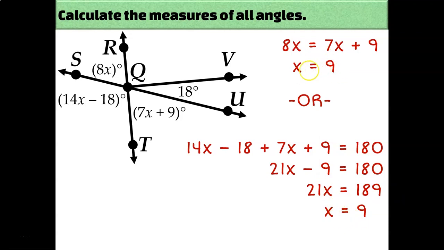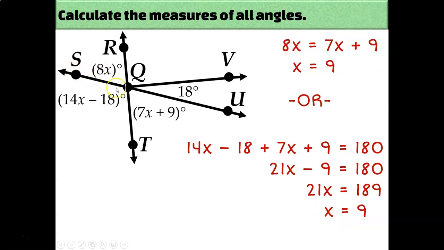There is another way that you might have done it. You might have recognized that 8x and 14x minus 18, that those are a linear pair. So you might have added these two together and set it equal to 180, and guess what? You still would have gotten an answer of x equals 9. So once I know that the value of x is 9, I can plug it back in to figure out each of my angle measures.